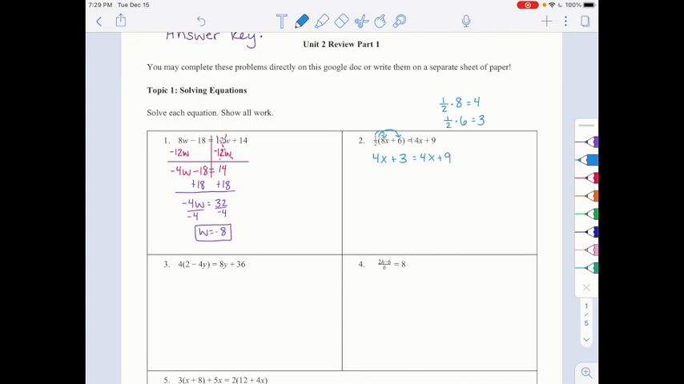You might be able to notice the answer from here, but if you can't, I'm going to then subtract 4x from both sides. Again, multiple ways to do one problem, but in my opinion, this is the easiest and most efficient way. So 4x minus 4x goes to 0, leaving me with just 9 on that side. 4x minus 4x here also goes to 0, leaving me with just 3. 3 does not equal 9, so this is no solution. No value of x will make these equal, so no solution there.